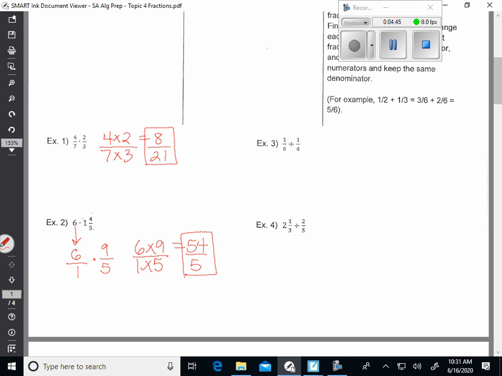In Algebra 1, it is okay for you to give your final answer as an improper fraction. However, if it makes you more comfortable to give it as a mixed number, this would be 10 4/5. So either of these examples would be accepted as final answers.